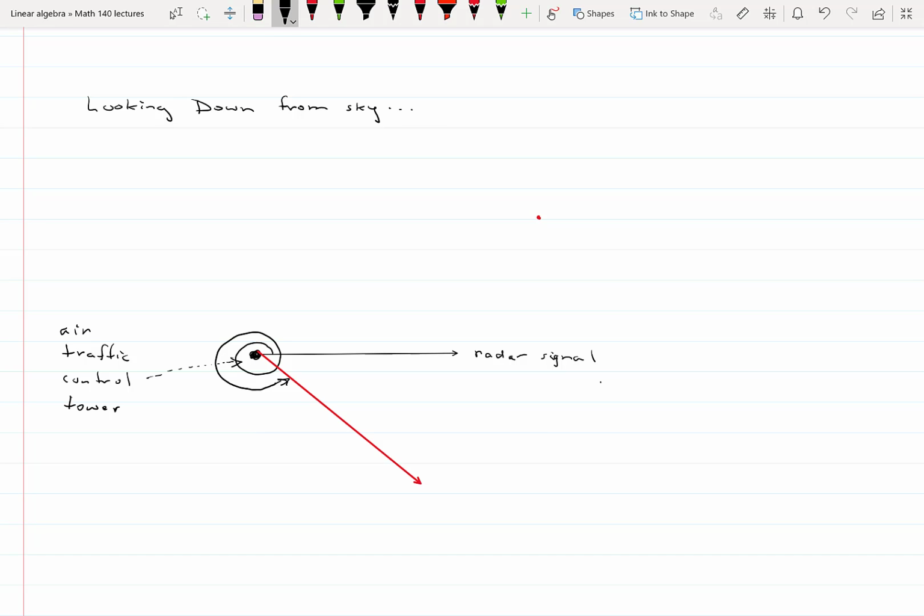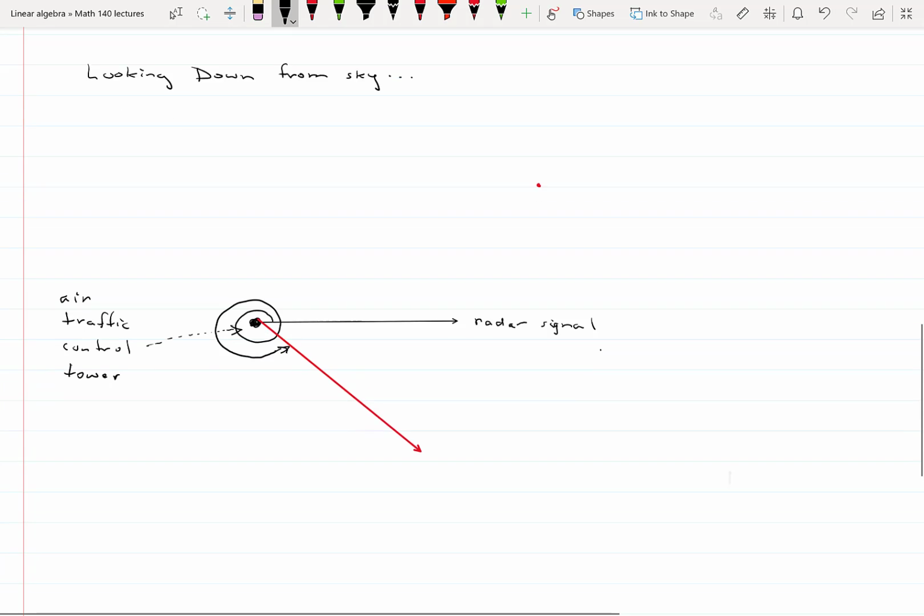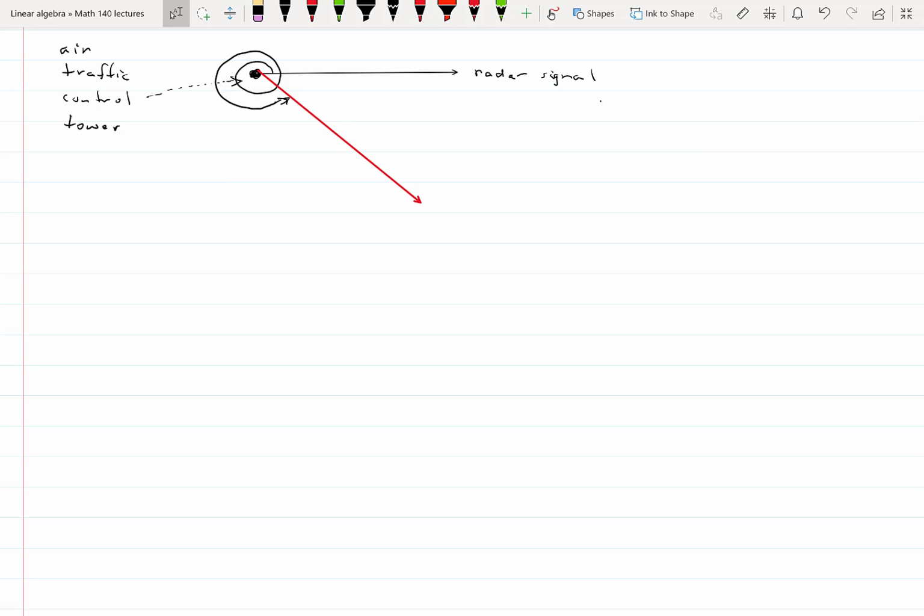Okay, so how does this locate airplanes? Well, let's take a look. So off camera, I drew the control tower again, and there's the radar signal in its sort of initial position, and here's an airplane. Again, we're looking straight down from the sky.